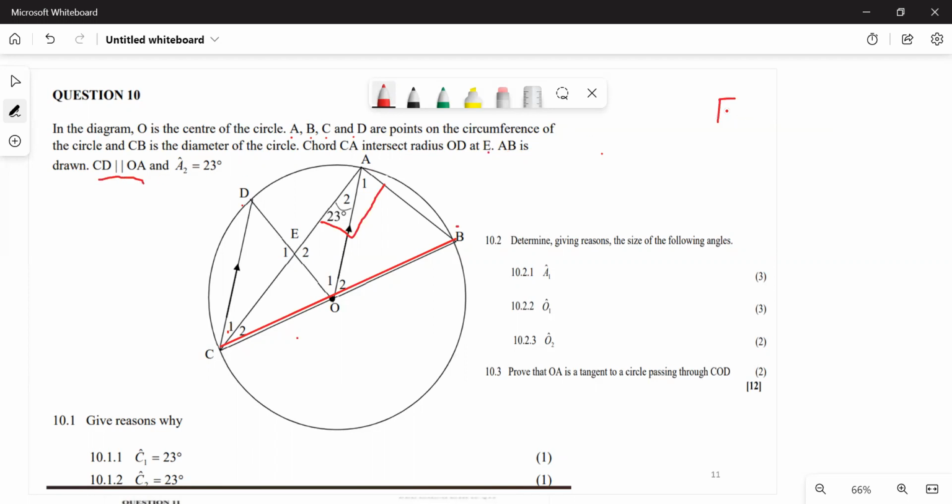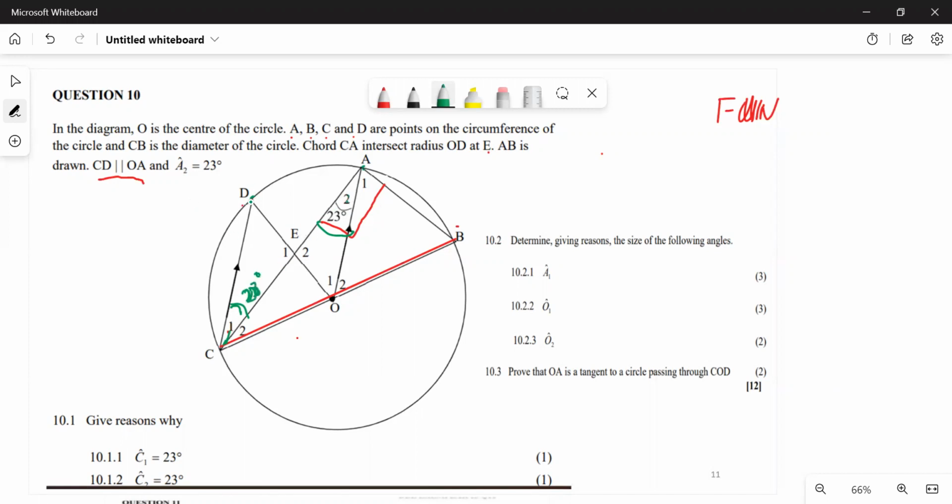Now, once you see parallel lines, you are going to look for alternating angles. So let's look for alternating angles. You go from the parallel lines. So let's go from D to C again, and then you go to this one. I went from D to C to A again. So this angle here is going to alternate with this one here. Meaning if this one here is 23, this one here is also going to be 23.